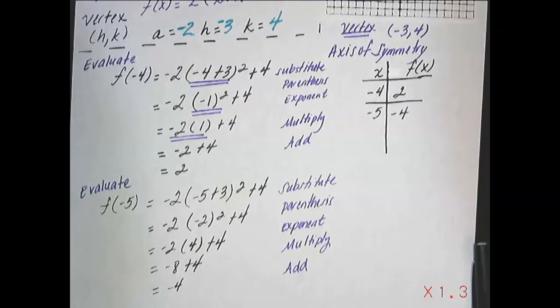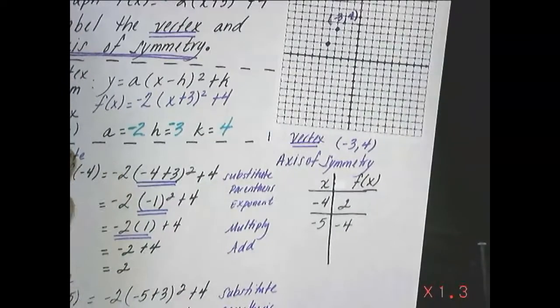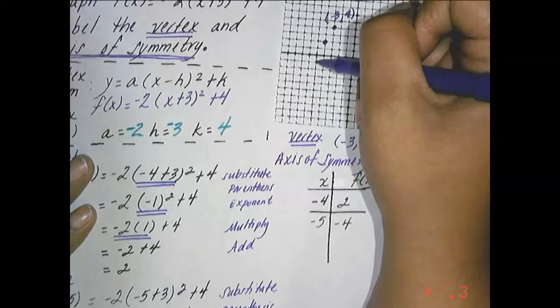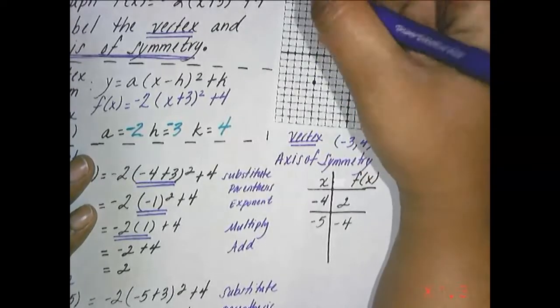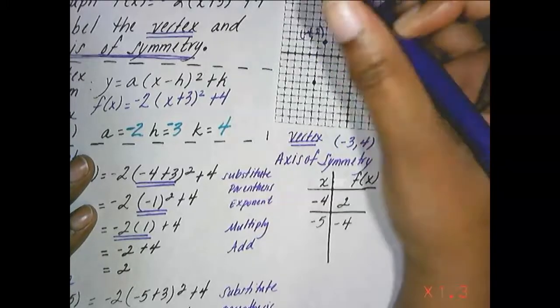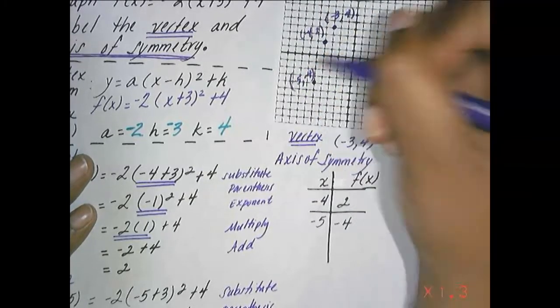If you got a -4, raise your right hand, pat yourself on the back. Good job. So I am going to plot a -5, -4. That's going to be 5 to the left and 4 down. Here we go. 1, 2, 3, 4, 5. 1, 2, 3, 4. I didn't label that point. -4, 2 was that one, and -5, -4 is my new point.